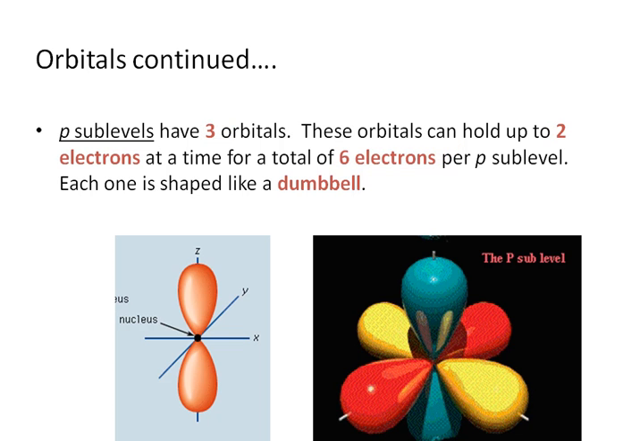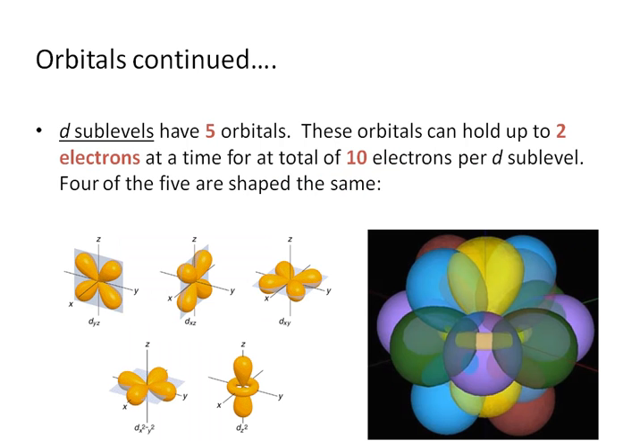Moving on to the d orbital. The d sublevel has 5 orbitals, and it's going to be harder for me to point those out to you. Here's 1, here's 2, here's 3, here's 4, and then this 5th one is this crazy looking one, it's got this and the ring, and there's 2 other parts that belong to it in that picture. It's not as easy to see.